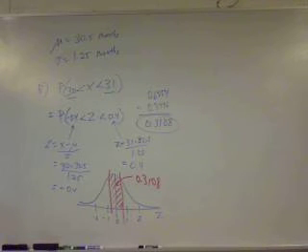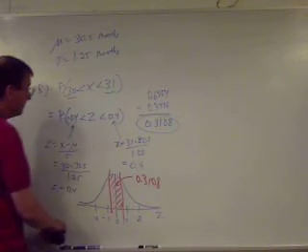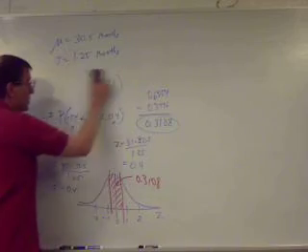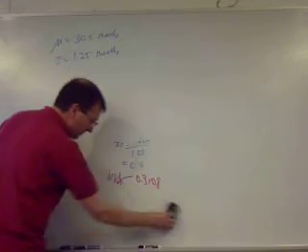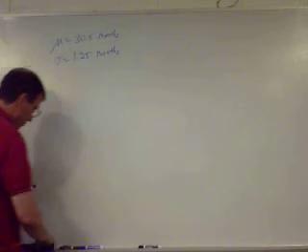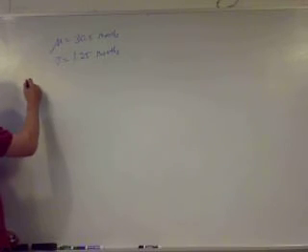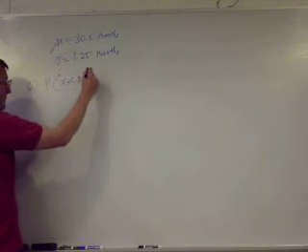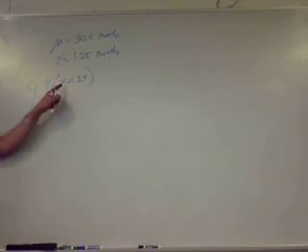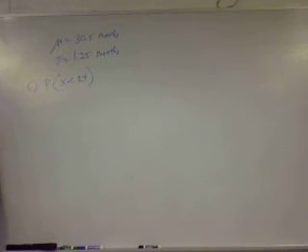Now, part C. What's the probability a randomly selected dom-dom has a lifespan less than 24 months? So, here's the question. What's the probability a randomly selected dom-dom has a lifetime less than 24 months?